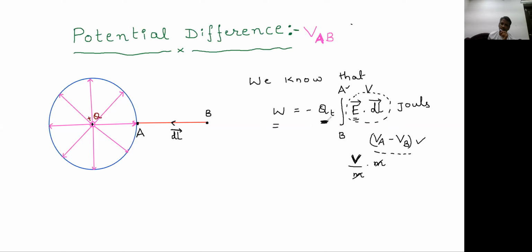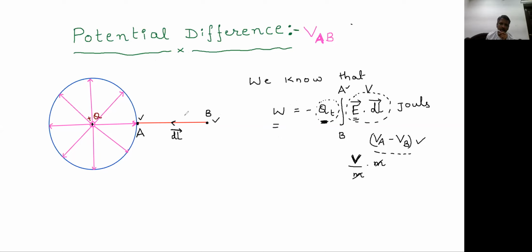So what you have to do here is make this q_t equal to 1 coulomb test charge. Instead of calling it a test charge, you are going to make q_t equal to 1 coulomb, and sending it to the left hand side, that will become W by 1 coulomb of charge. That means we can say this potential difference is the work done in moving a 1 coulomb test charge from the location B to the location A.